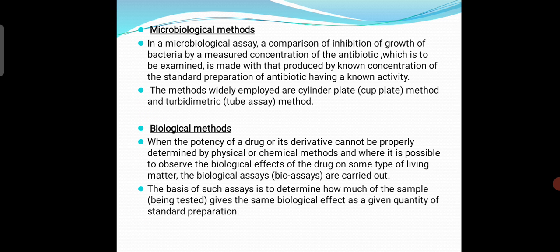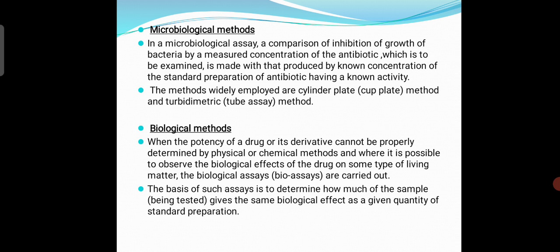Next, microbiological methods. Microbiological methods, it is a comparison actually. So there will be two samples, one test sample and one standard sample. And we are measuring the concentration of the antibiotic in it, or a growth of bacteria in it. That is called a microbiological method. So we usually go through mainly two methods, that is cup plate method and tube assay method.